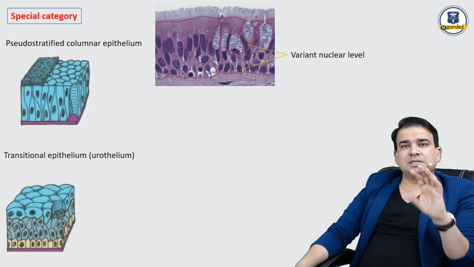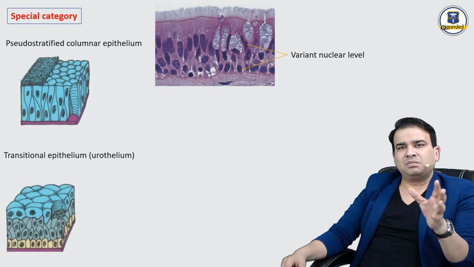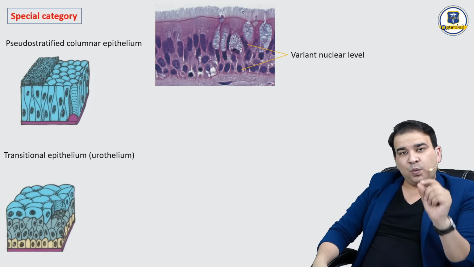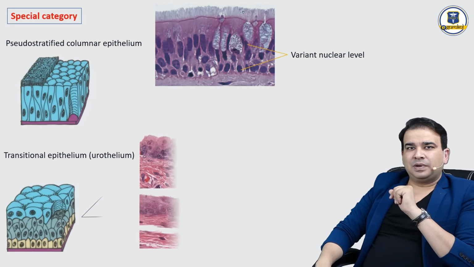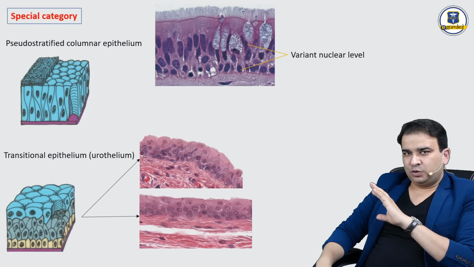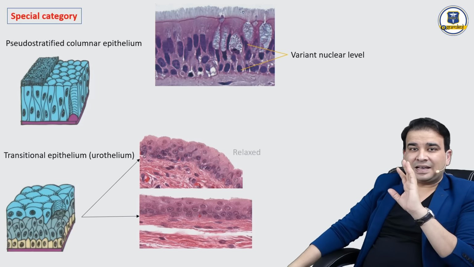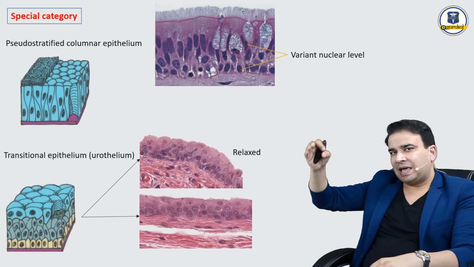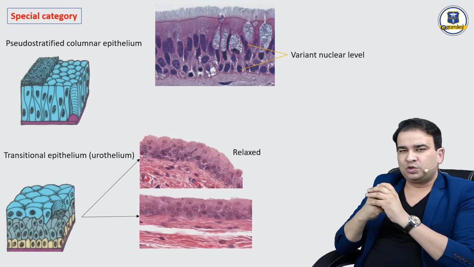The problem here is that it is not difficult to differentiate the urothelium from other stratified epithelium when it is in the relaxed state. Now let's look at these two examples. You're looking at the urothelium only, but in the picture above, you're looking at the urothelium which is relaxed. So the top layer, which is dome shaped, has these caps formed over them. They will help you to identify it as a urothelium only.